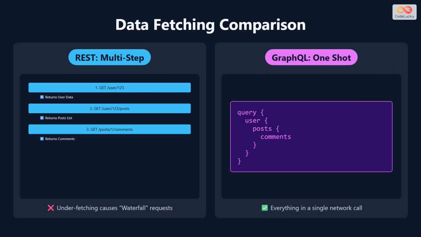Let's visualize the difference in data fetching. With REST, if you need a user, their posts, and the comments on those posts, you might have to make 3 separate trips to the server. This is called the waterfall effect. With GraphQL, you send one single query describing the nested structure you want, and the server returns everything in one shot.